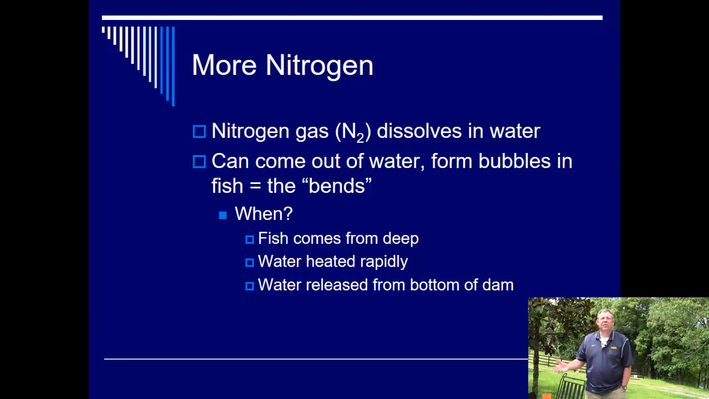Water released from the bottom of a dam. Pressure again. Down deep, you've got a lot of pressure, you can dissolve more gas in the water, there's more nitrogen in the water. If you've got a dam that releases from the hypolimnion, that water is going to be cold, it might be anoxic, it might have a lot of nitrogen. As soon as it's released, now all that pressure is off because it's not underneath all this water, and so those gases can come out. And if you've got fish in the water below a dam, those gases can come out inside the fish, cause embolisms in their blood or joints or a lot of things.